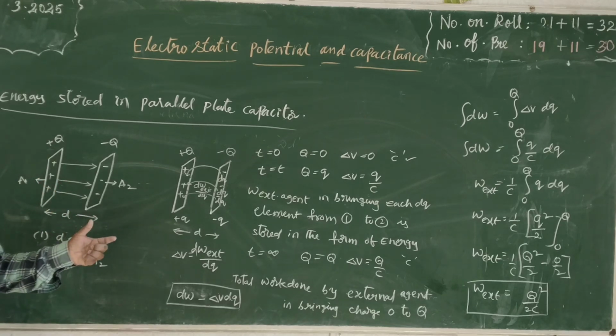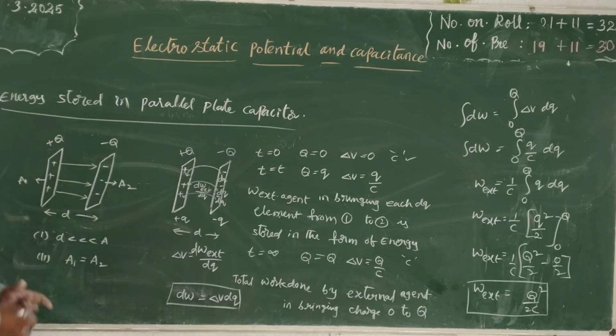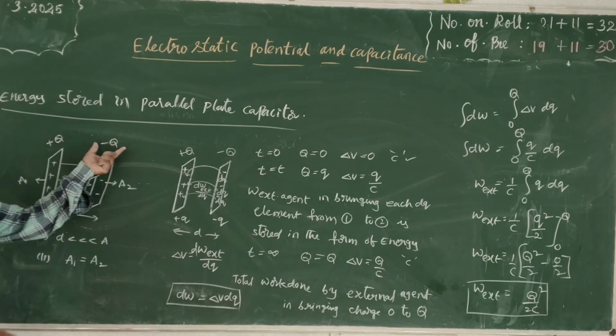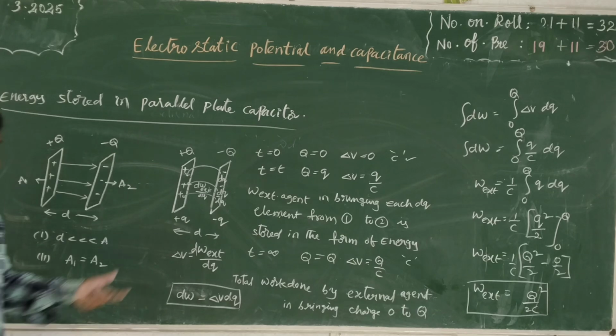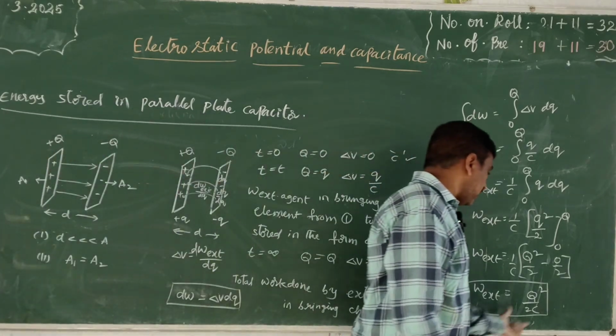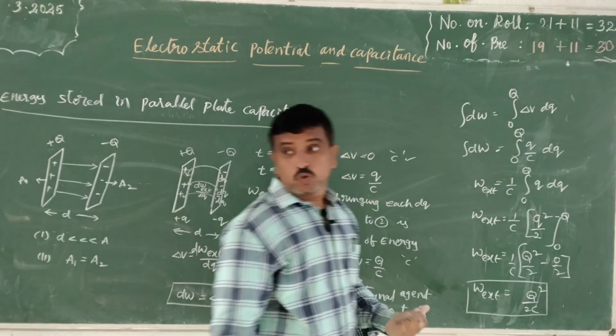All that work done added gives the total work done for storing plus q charge on one plate and minus q charge on the other plate. What is the total work done now? Work done by external agent is q square by 2c. This is the total work done.